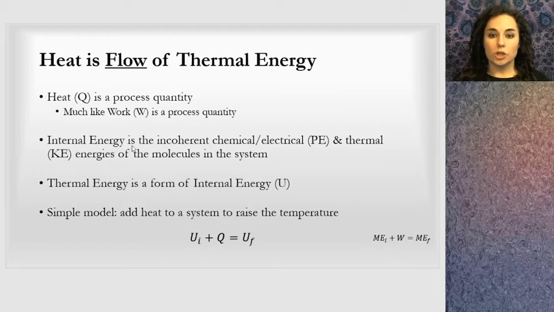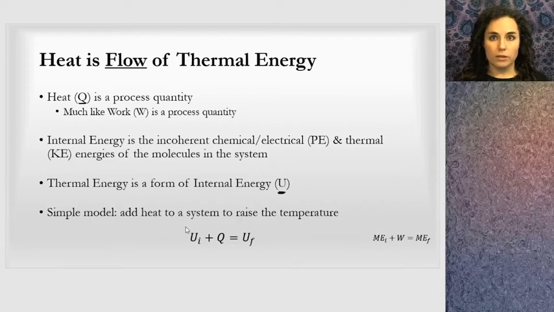We've seen internal energy. And internal energy can not only be just the thermal or kinetic energies of molecules in the system, but we could also see some incoherent chemical or electrical energy. And you would see this in chemistry with Gibbs free energy and enthalpy. Thermal energy is a form of internal energy U. So you're seeing different terms here. There's Q and there's U.